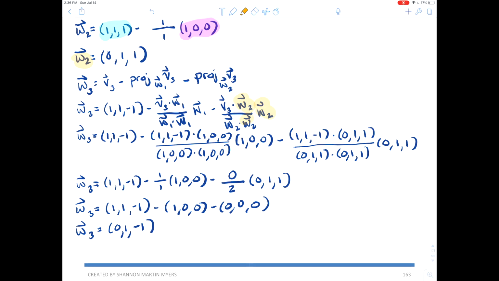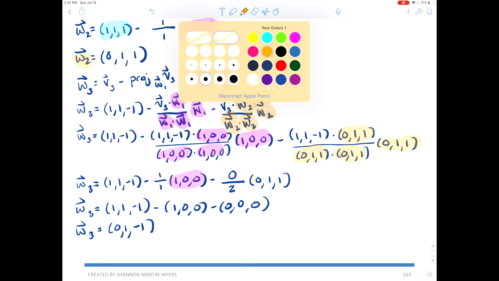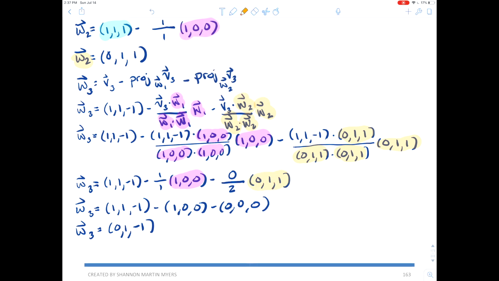All right, so here's how everything matched up. Where do we have our W2s? W2s were all here. And then our W1s were all here. All right, and then our V3 was this vector here. All right, so we now have our W3, and so we're getting there.